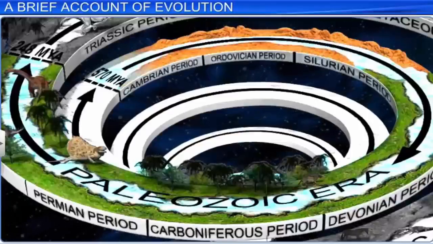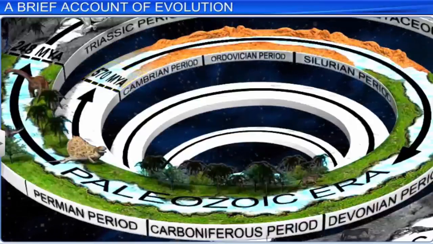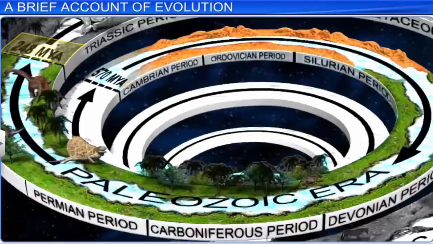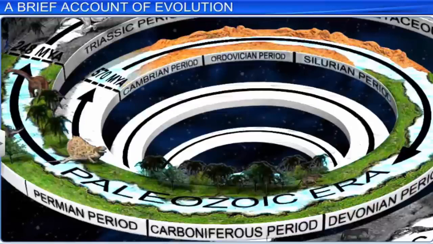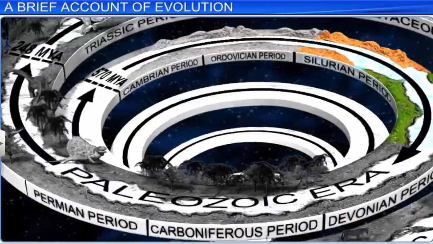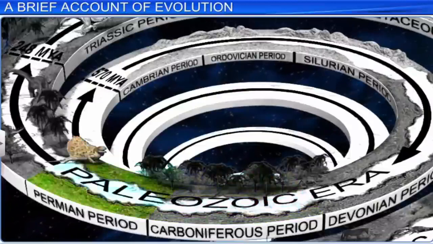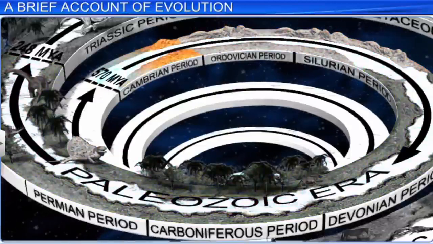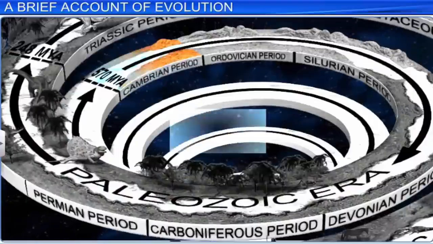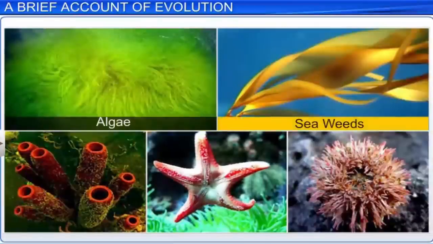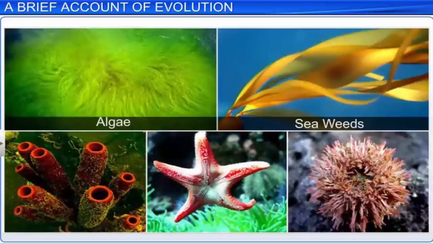The Paleozoic era spans from around 540 or 570 million years ago to about 248 million years ago. It is divided into 6 periods, which are the Cambrian, Ordovician, Silurian, Devonian, Carboniferous and Permian. In the Cambrian period, plant life consisted of primitive algae and seaweeds, while animal life consisted of invertebrates such as sponges, starfish and sea urchins.